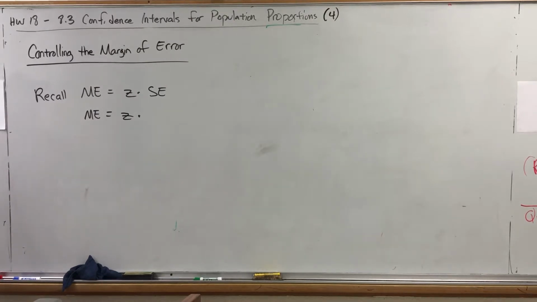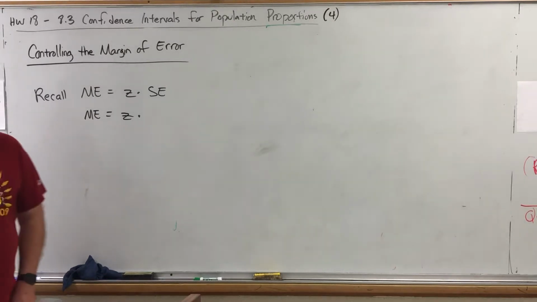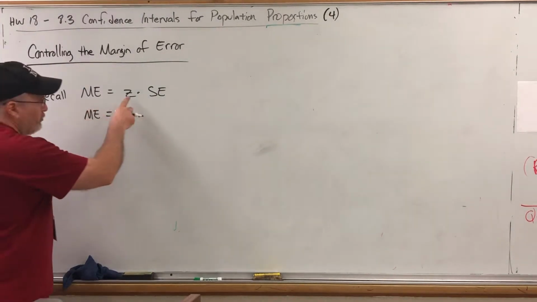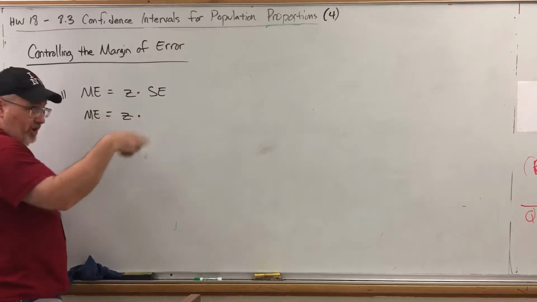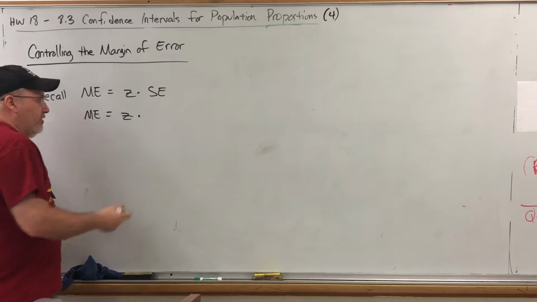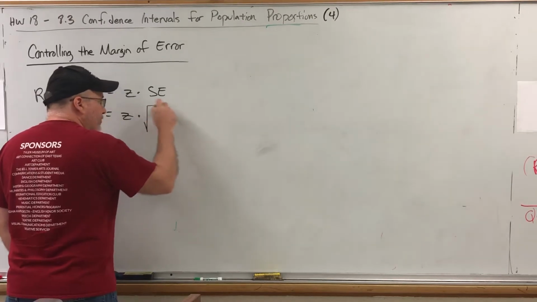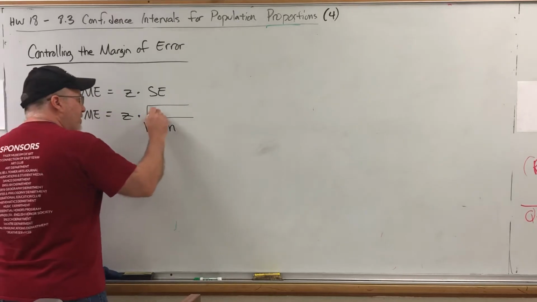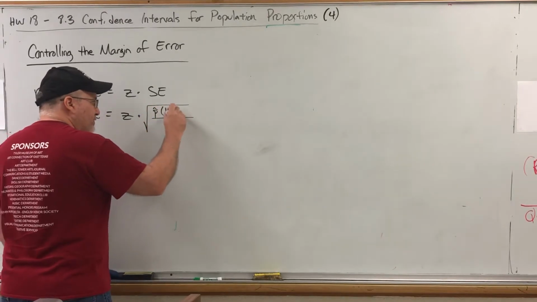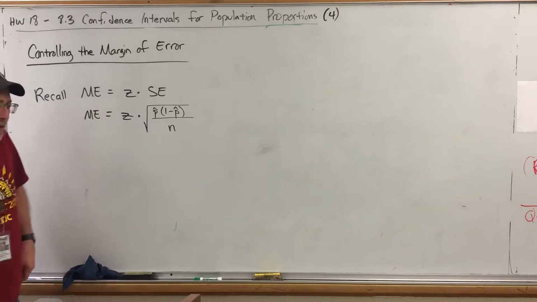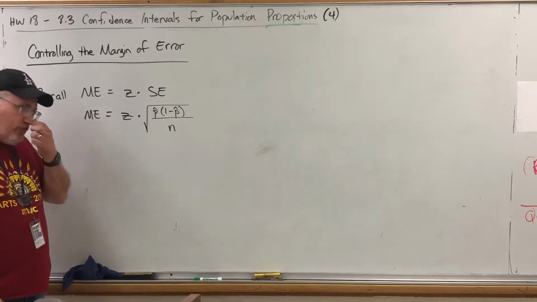We're going to talk about controlling the margin of error. And in order to figure out how to do that, we need to recall where the margin of error comes from. Recall that the margin of error comes from the z-score, which we get from the confidence level, times the standard error. But the standard error comes from the square root of a fraction with n on the bottom, and on the top, p hat times 1 minus p hat. So let's think about what we could control that would make the margin of error smaller.